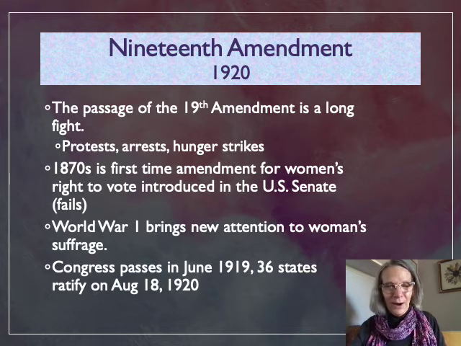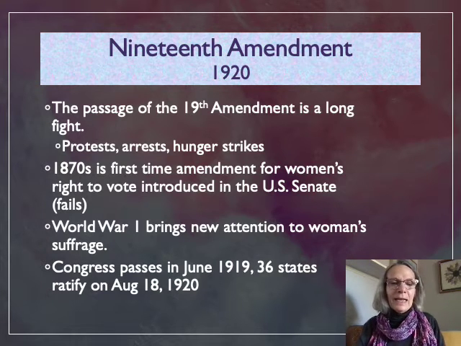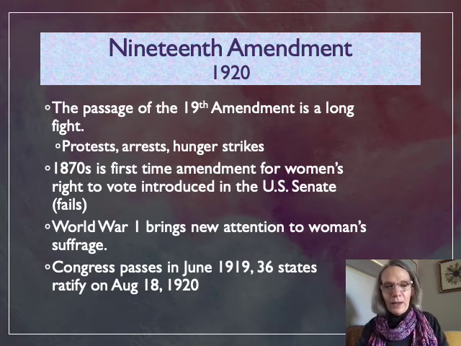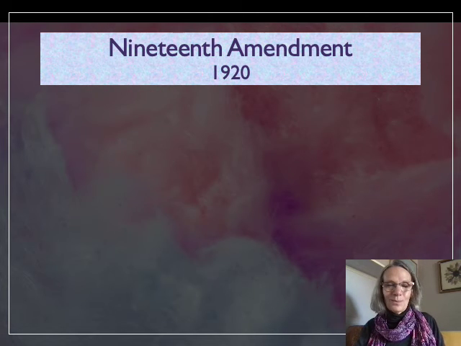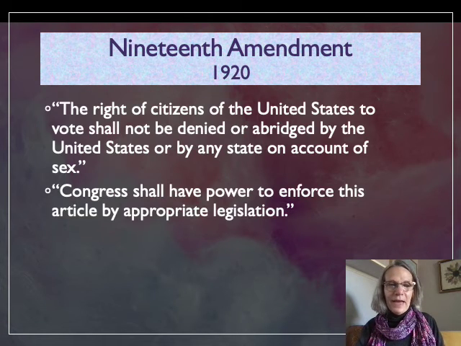But starting in 1914, again, Congress votes and votes and votes and fails to pass the amendment. It finally is passed by both the House and the Senate in June of 1919. And then 36 states were needed to ratify, and the 36th state ratified the 19th Amendment on August 18, 1920, after a long-fought battle. And here's the language of the 19th Amendment.